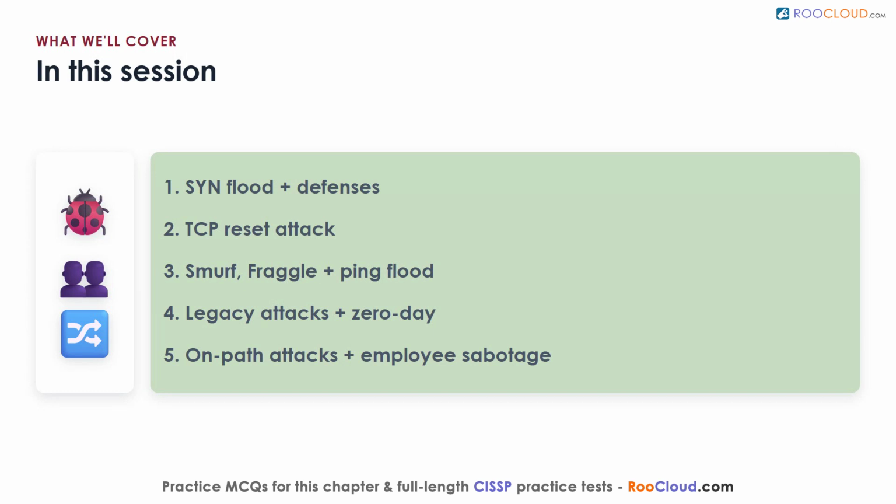We'll answer several questions. How does a SYN flood abuse the handshake? And how do you stop it? How does a TCP reset kill a live session? What are Smurf and Fraggle attacks? And how is a ping flood similar? Which legacy attacks still teach us something? What makes a 0-day so dangerous? How does an on-path attacker sit between two systems? And why is employee sabotage such a distinct threat?